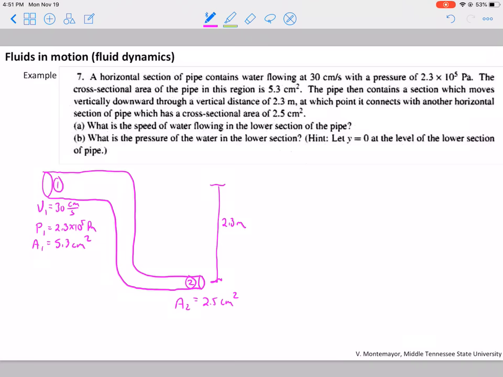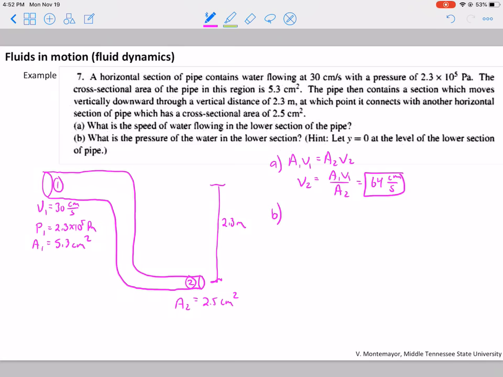First of all, what is the speed of water flowing in the lower section of the pipe? For this, since I have the two areas and I have one velocity for part A, we can simply use the continuity equation and solve that for V2, so it'll be A1 V1 over A2. And notice everything here is in centimeters, centimeters squared, and centimeters per second. So we'll keep that such that things cancel out and give me centimeters per second once again, and you should get 64 centimeters per second for that.